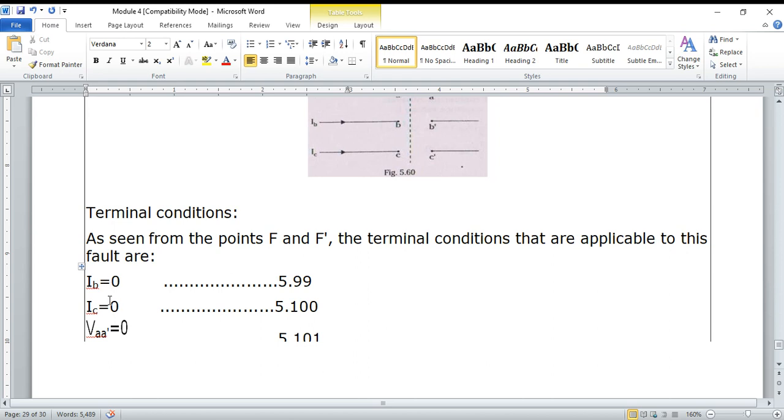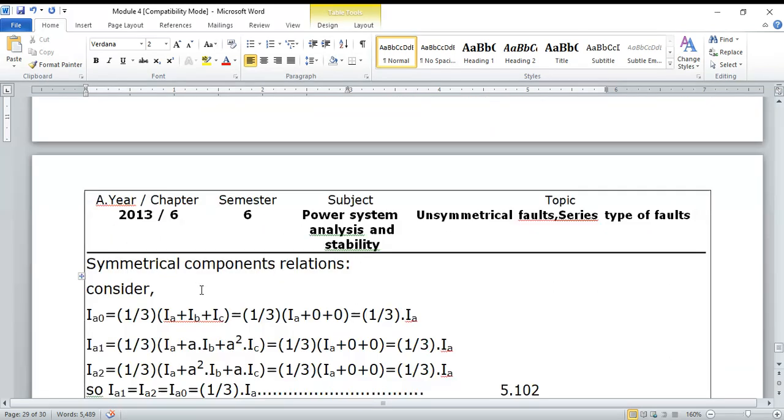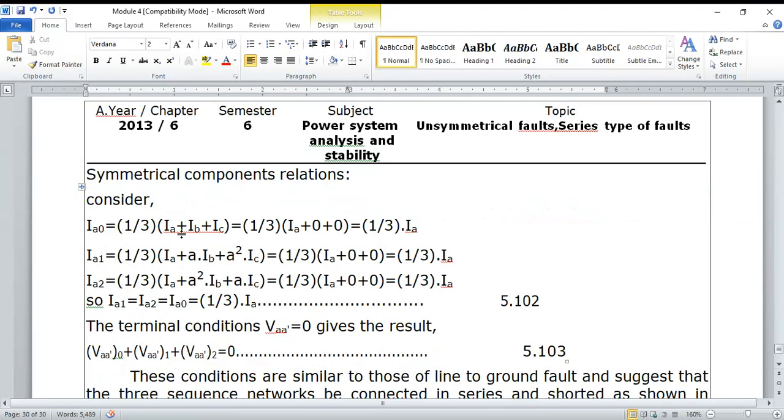Hence, for the equations for current, you write the symmetrical components of current here. That's IA naught is 1/3 of IA plus IB plus IC. Similarly, get IA1 and IA2. From these three, you will get from equation 5.102 that IA naught is equal to IA1 is equal to IA2, which implies 1/3 of IA. Since the currents are the same, positive, negative, and zero sequence currents are the same. Hence, the positive sequence, negative sequence, and zero sequence networks are connected in series.